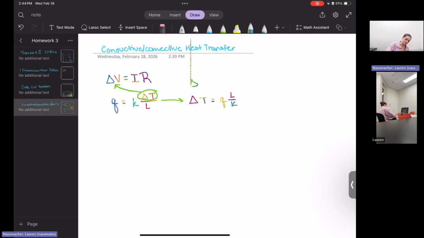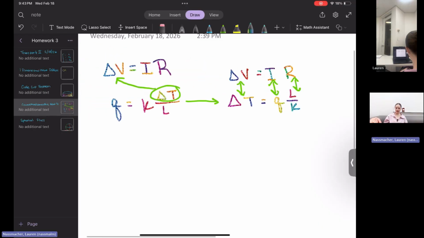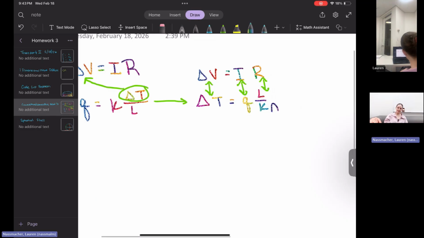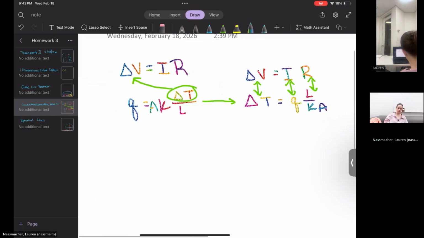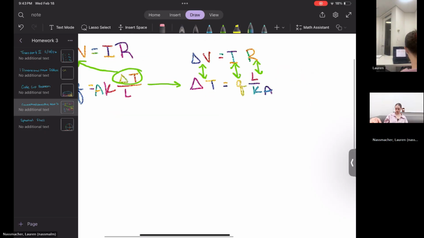Writing our change in voltage is equal to current multiplied by resistance. It is clear that temperature and voltage are related, our current and our heat loss are related, and our resistance and the length over thermal conductivity are also related. So there's one more variable that I forgot for this equation, and that is area. We'll just stick that right in there.